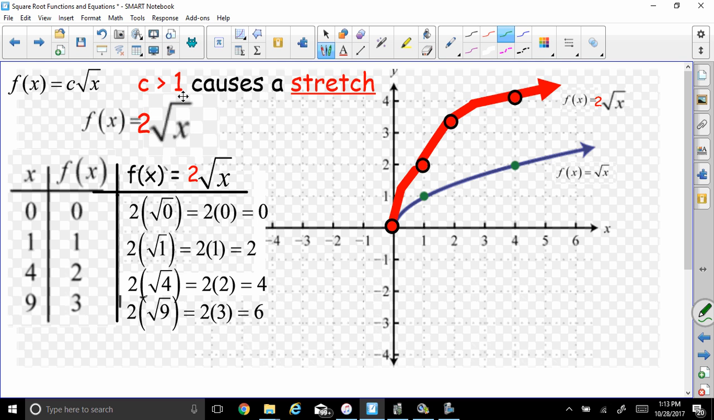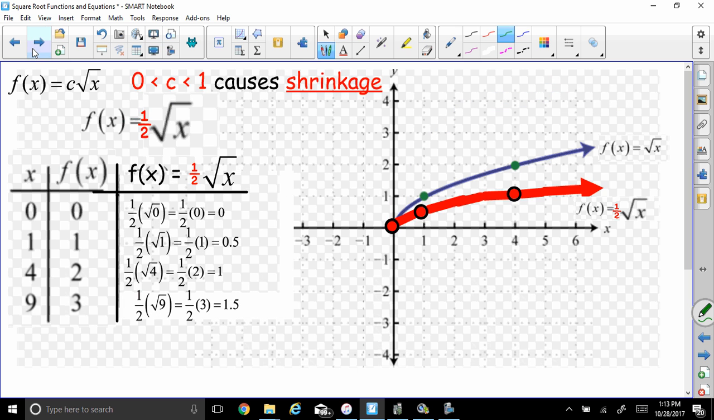So the c, when it's greater than 1, it will cause the graph to stretch. So that's something you should know. It's in front of the radical sign, so that means it's a multiplier. The opposite happens when c is between 0 and 1. We're talking fractions, so it's going to be taking a portion of the size or shrinking our graph.